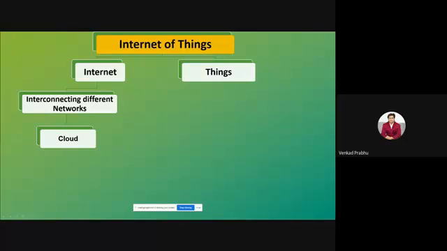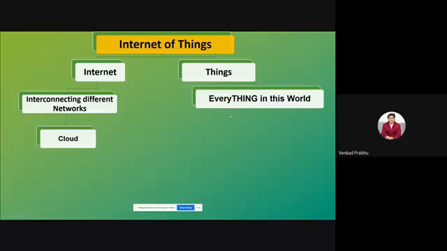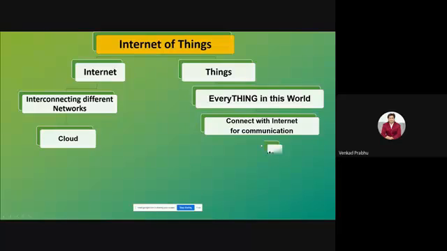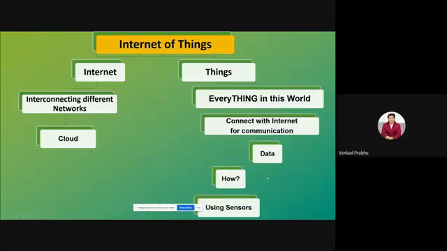So the internet is nothing but interconnecting different networks all over the world, which provides the support of the cloud, where we can access our data and information at any time, anywhere. And things is everything in this world, where we are actually living in this environment. Everything can be an electronic thing with internet access. So we can take things as everything in this world, which is connected with the internet for communication. So what is it going to communicate? It is going to have data, and how that data has been sensed or collected, and where it is going to be transferred.